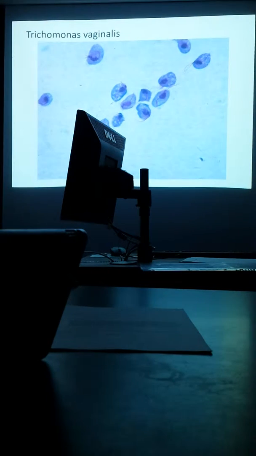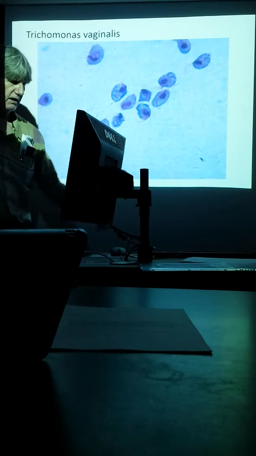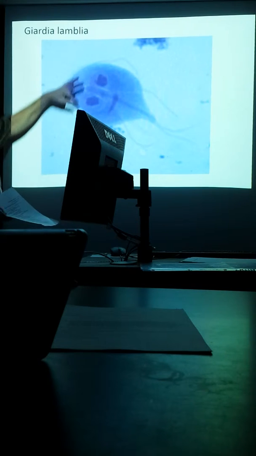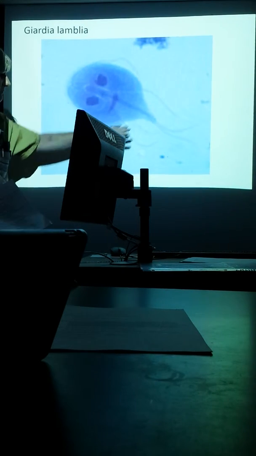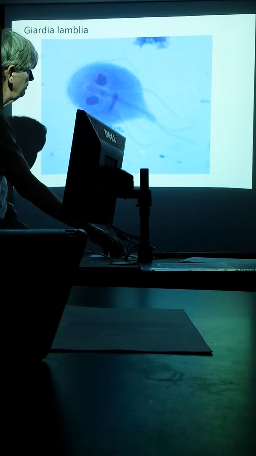Here is the Trichomonas vaginalis. So kind of similar to the Giardia, except we only have one nucleus, but otherwise you see quite an array of flagella there. Here is the Giardia. So remember the two nuclei look like two eyes looking up at you, and again you've got flagella on it as well, typically heart-shaped.